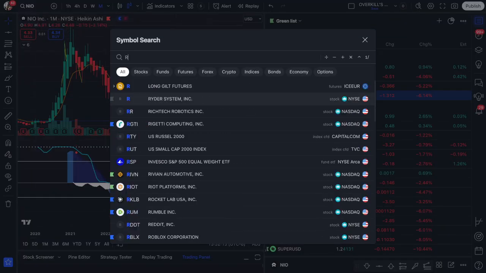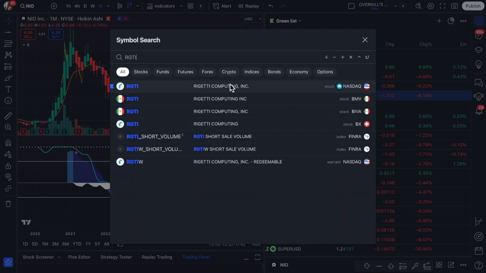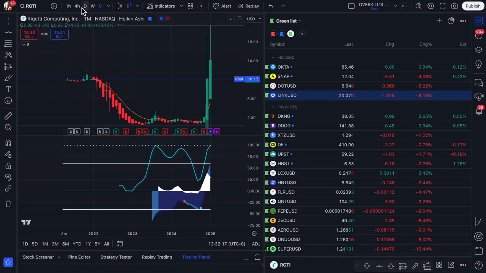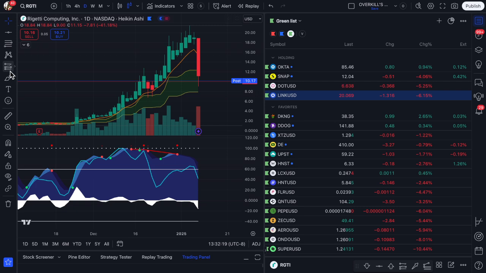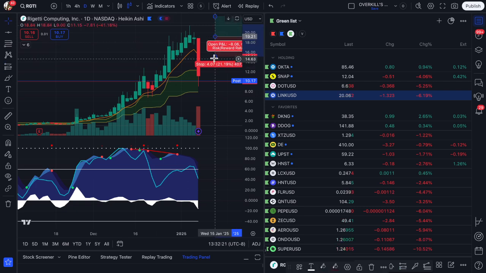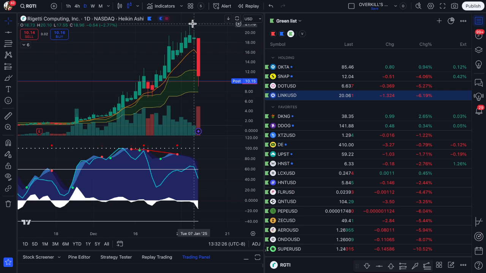RGTI, we covered this one. Again, I just want to point this out, guys. When your name is sitting 35 to 40% off the golden zone, that's when you want to sell. You want to sell up in this area when you see this big major extension off the golden zone. 41% down today. I know some people got hurt on this name.